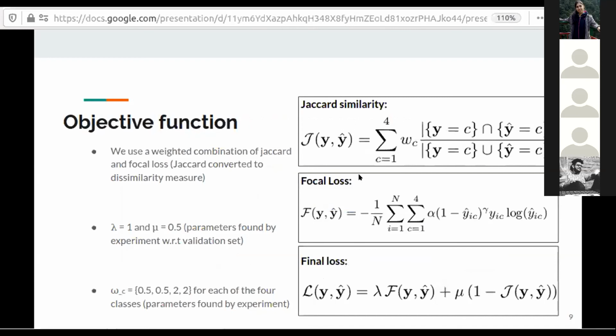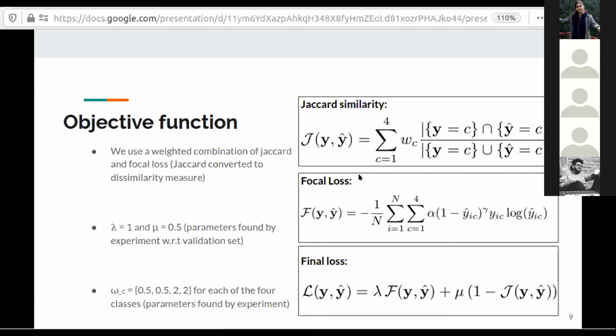And for training this network, we use a multitask loss function, where we initially use a Jaccard similarity, which is converted to a Jaccard dissimilarity for minimizing the loss. And we also use a weight term in the Jaccard loss, where the weight is assigned as 0.5, 0.5, 2, and 2 for each of the classes.